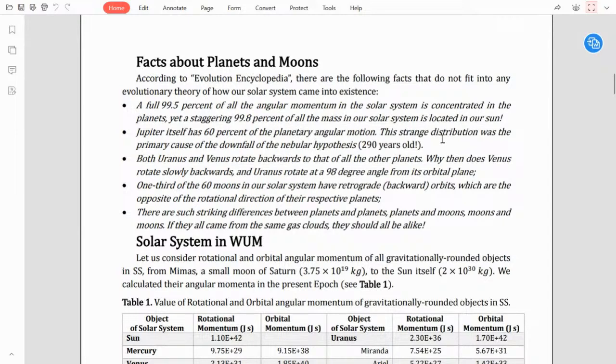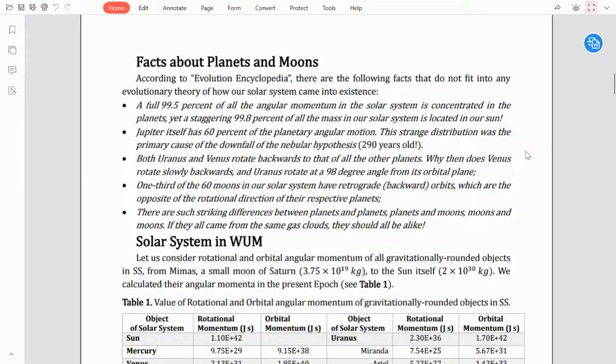Both Uranus and Venus rotate backwards to that of all the other planets. Why then does Venus rotate slowly backwards and Uranus rotate at a 98-degree angle from its orbital plane? 1/3 of 60 moons in our solar system have retrograde, backward orbits, which are the opposite of the rotational direction of their respective planets. There are such striking differences between planets and planets, planets and moons, moons and moons. If they all came from the same gas clouds, they should all be alike.